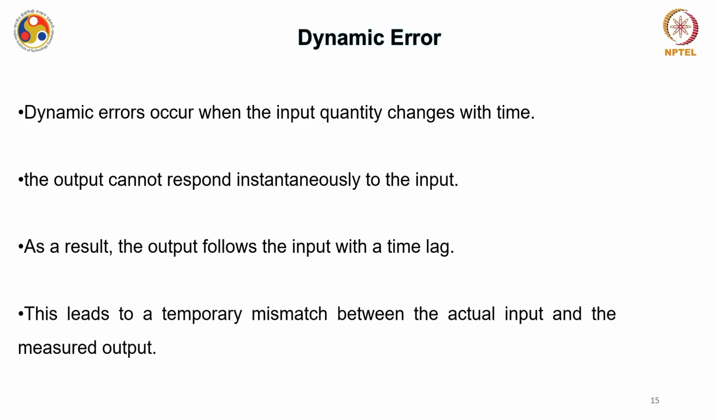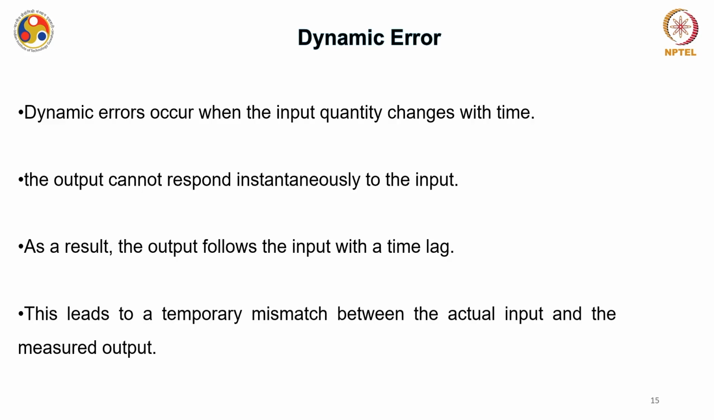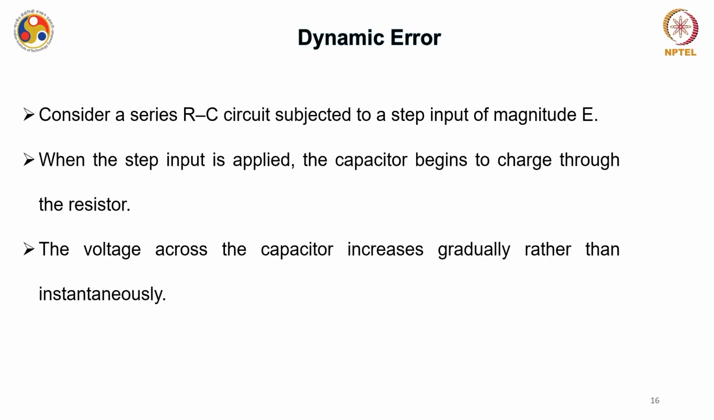Then we have another error, which is the dynamic error. Dynamic error occurs when the input quantity changes with time. The output cannot respond instantaneously to the input. As a result, the output follows the input. However, there is a time lag. Of course, I am not saying that the output is not following the input, but it is following with a certain time lag. And this leads to a temporary mismatch between the actual input and the measured output. And this is how a dynamic error looks.